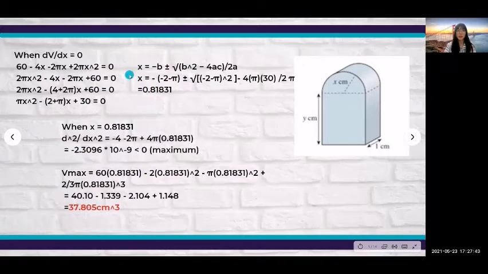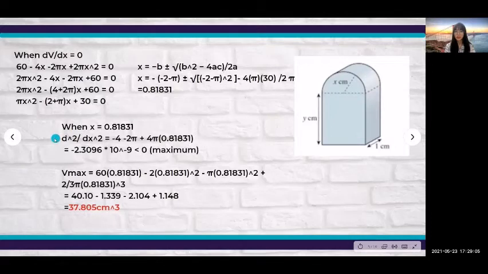So just now we can get the first derivative. The first derivative equals 0. 60 minus 4x minus 2 pi x plus 2 pi x squared equals 0. So we rearrange, we will get pi x squared minus (2 plus pi) x plus 30 equals 0. We apply the formula to find x, which is negative b plus or minus the square root of b squared minus 4ac, over 2a. So we can substitute our information into the formula. We can get our x value, which is 0.81831.